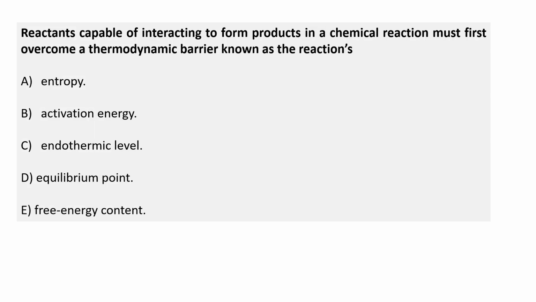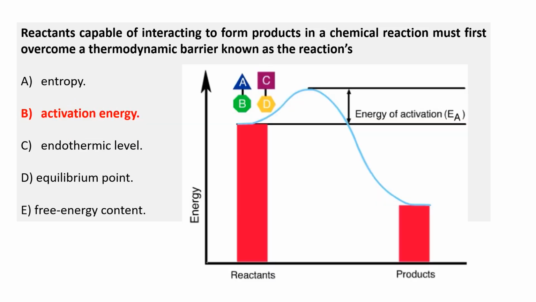Okay, now this question. Reactants capable of interacting to form products in a chemical reaction must first overcome a thermodynamic barrier known as. Some of you asked me to show you questions and see how the book rephrases some of the things. This is again the same answer, activation energy, and it's an example of how they rephrase the answers. So again, the answer will be activation energy.